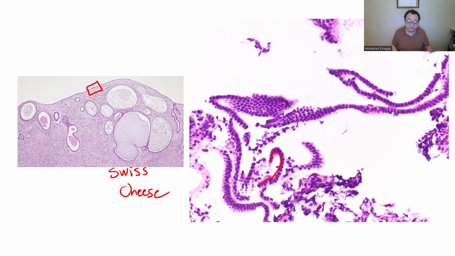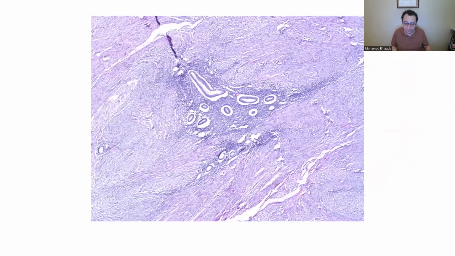It's the same. But I believe inactive, they usually call it for the ovary. They rarely call it inactive endometrium. They call it like inactive ovary. But it's potentially the same thing.